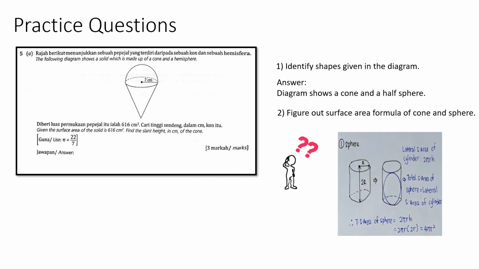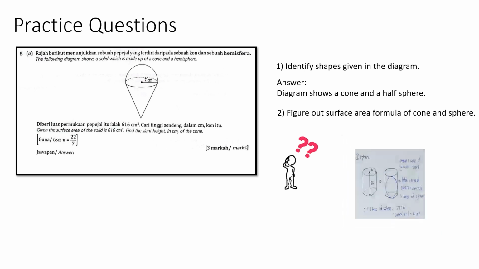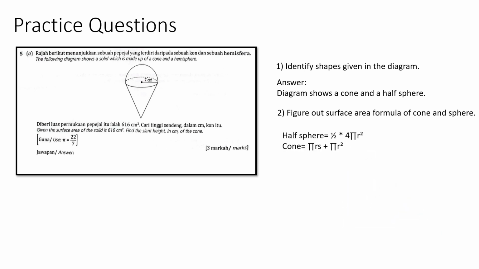And then as for the sphere, the formula will be 4 pi r square. Okay, the total surface area formula, after we derive, we will get 4 pi r square. So now, as for the half sphere, because there's only one part of the sphere over there, we need to times with 1 over 2. Okay, that will be our formula. And then for the cone, the formula will be pi rs plus pi r square.